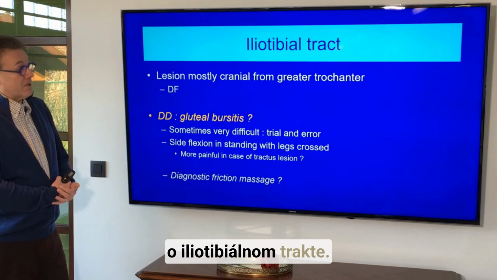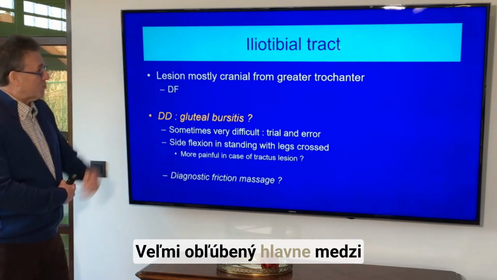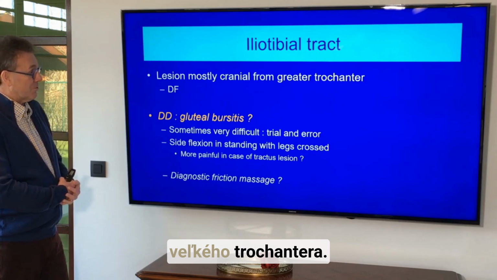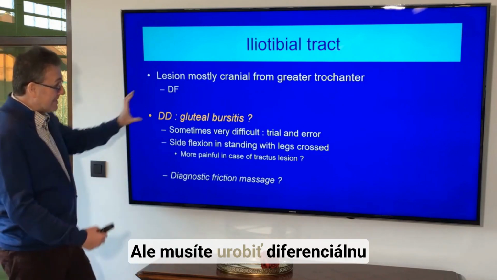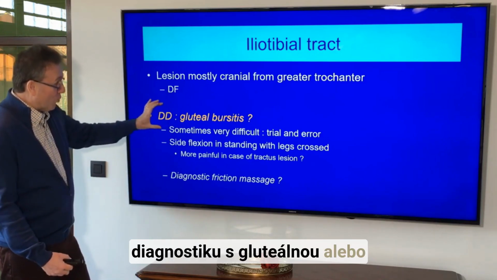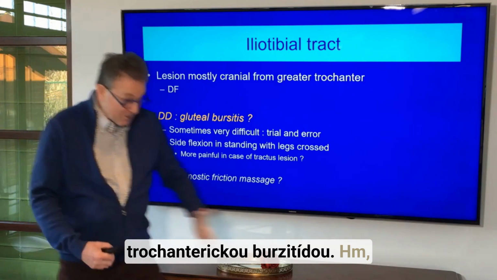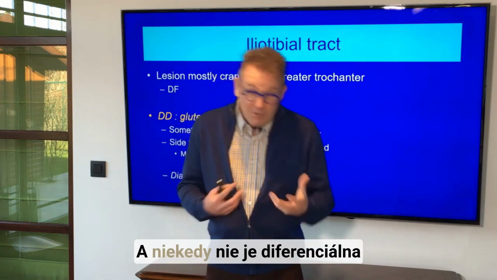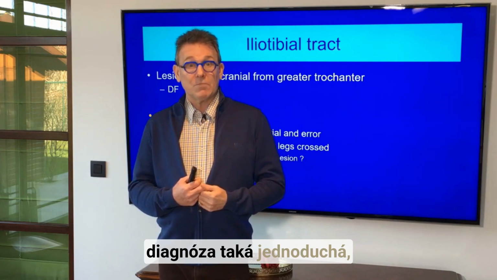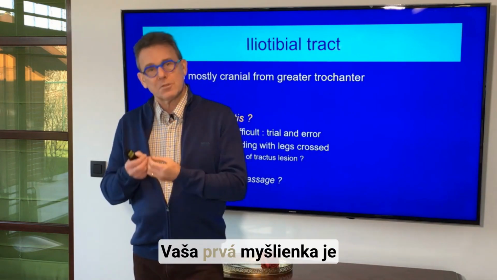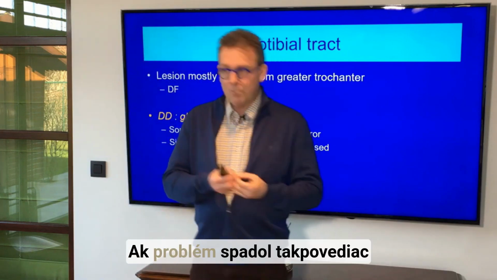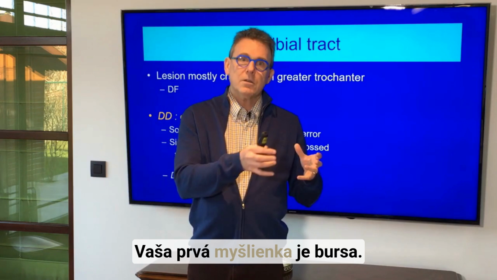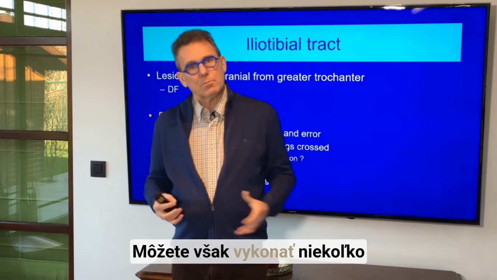And then iliotibial tract, of course, very popular among sports people. Mostly the lesion lies cranial from the greater trochanter, but you have to make a differential diagnosis with a gluteal lesion or a bursitis trochanterica because, yeah, they lie in the same area. Yeah. And sometimes the differential diagnosis is not that easy. If the patient is a sportsman, your first idea is iliotibial tract. If the problem just came from the sky, so to speak, it started spontaneously, your first idea is a bursa. Yeah?